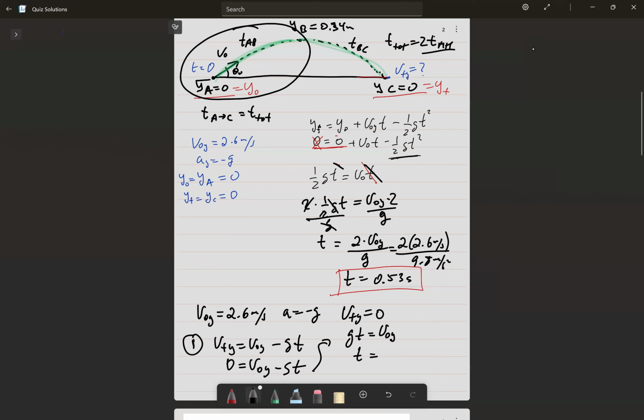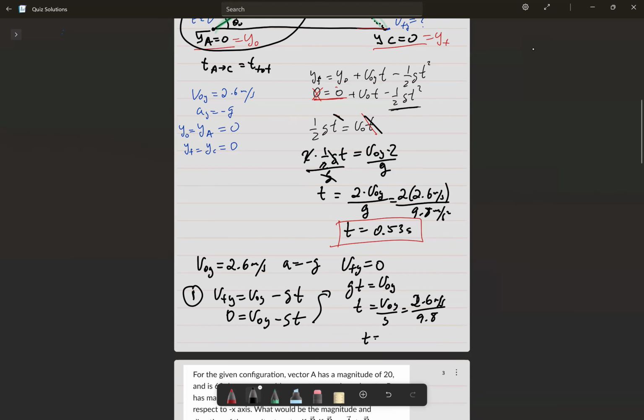Then divide both sides by g. So v naught y over g. So this will be 2.6 meters per second divided by 9.8. And the time we're going to get here will be equal to 0.26, with something, so 0.26, let's say 3 or something like that, seconds.